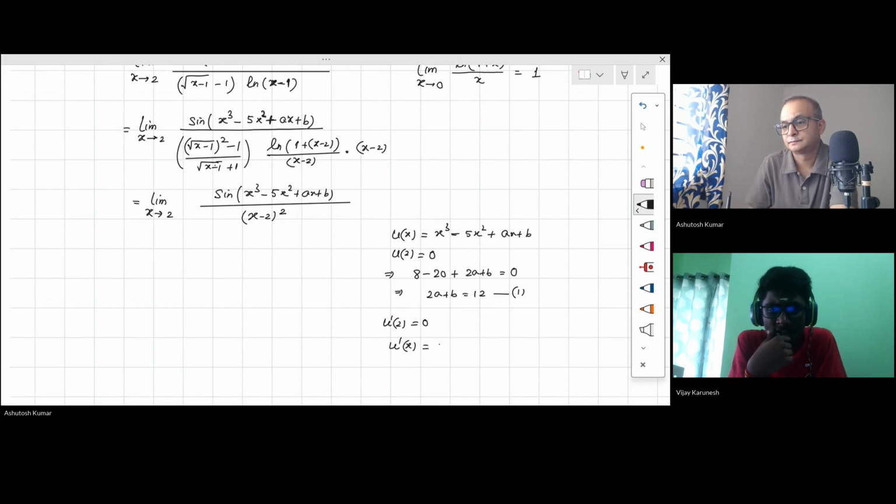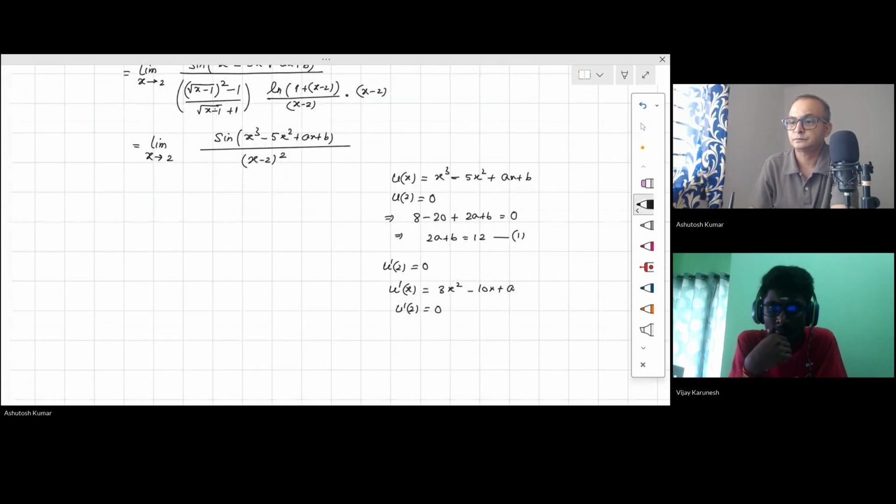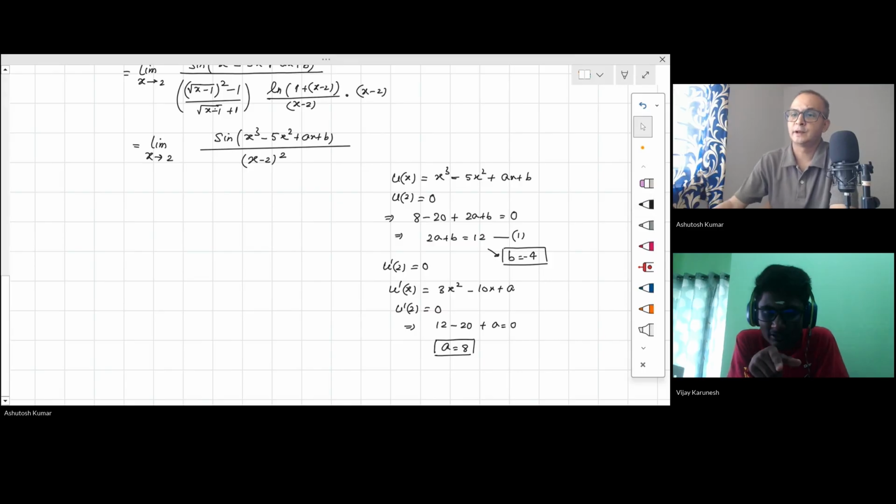So what do we get here? 3x square minus 10x plus a. So u dash 2 should be 0. So what we get here is 12 minus 20 plus a, so a will be 8, sir. So a will be 8. If a is 8, what is the b value? b will be minus 4, sir. Minus 4. So b will be minus 4.